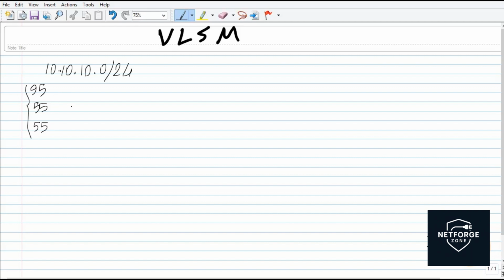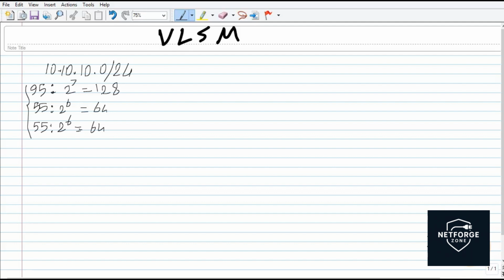So again, I go for the biggest number here. The biggest number is 95, and I ask myself, what is the closest exponent of 2 that is bigger than 95? The closest exponent is 2 to the 7, which is 128. And for the second part, it's going to be 2 to the 6, which is 64, and the third is quite similar to that. So let's go for the first one.